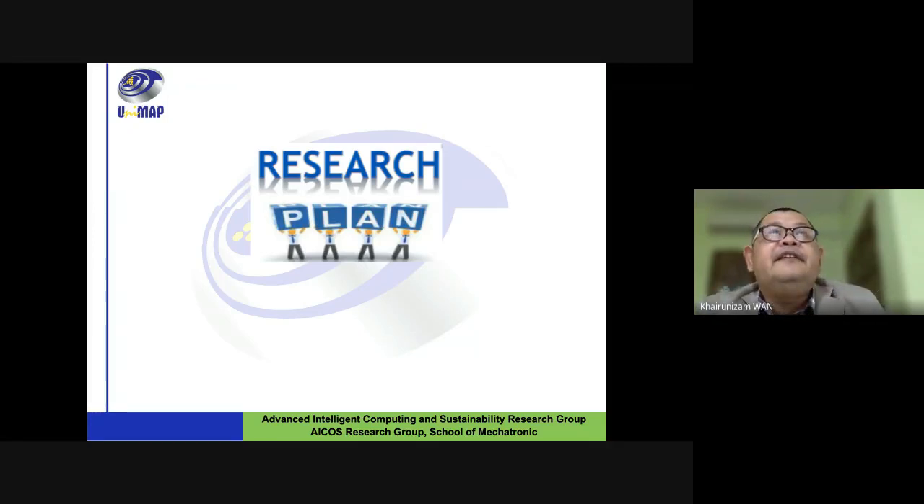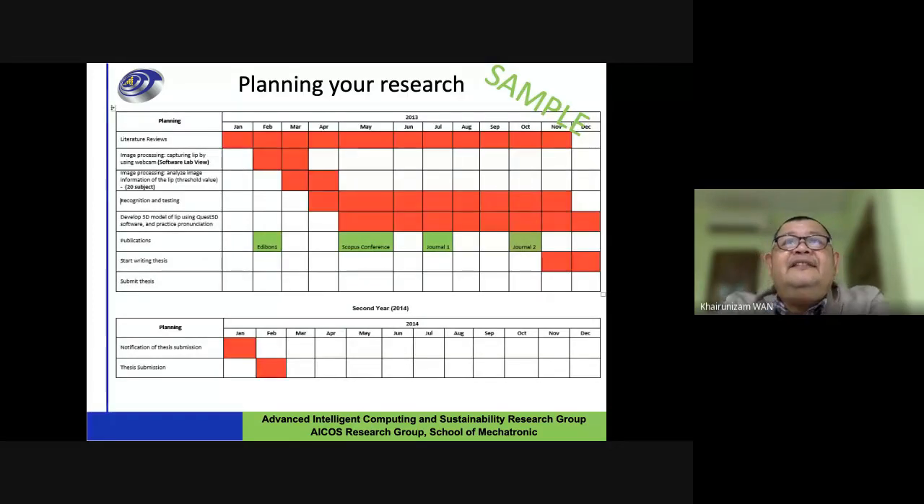The second phase is hypothesis. So this is a very important phase for you to produce a good research proposal plus research plan. How to plan the research? You successfully finish the analysis phase. You successfully finish the hypothesis phase. So what next? Next is how to plan it. How to plan. And then this is the sample, the example only.